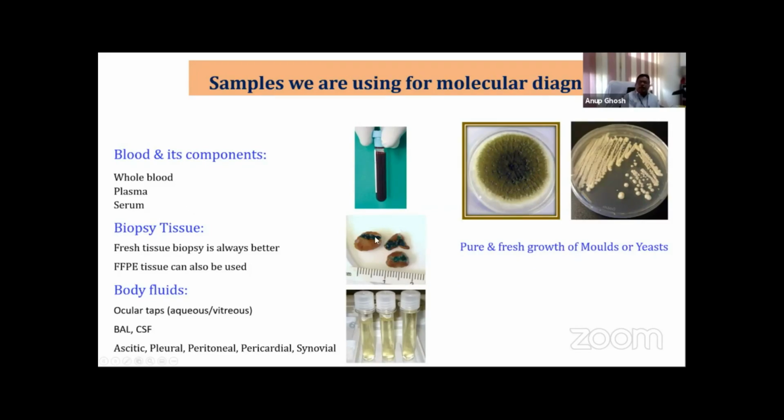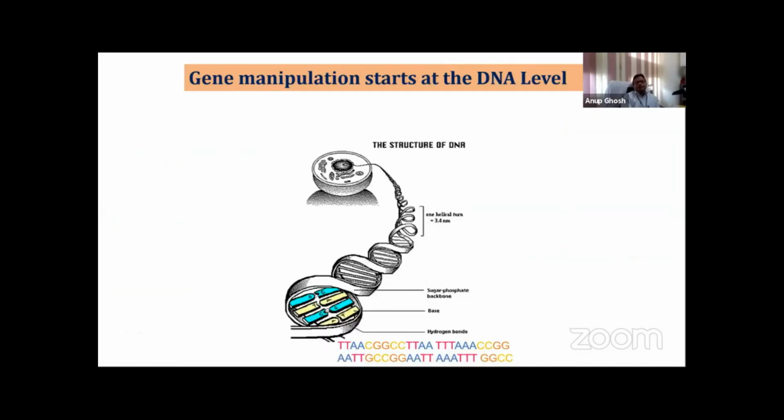And as I have told, another way we can diagnose is that from the sample you get a culture, and finally you identify the culture by using a molecular method. Like here I showed two pictures, one is the mold, another is the yeast. So these are the two ways we can diagnose the fungal infection.